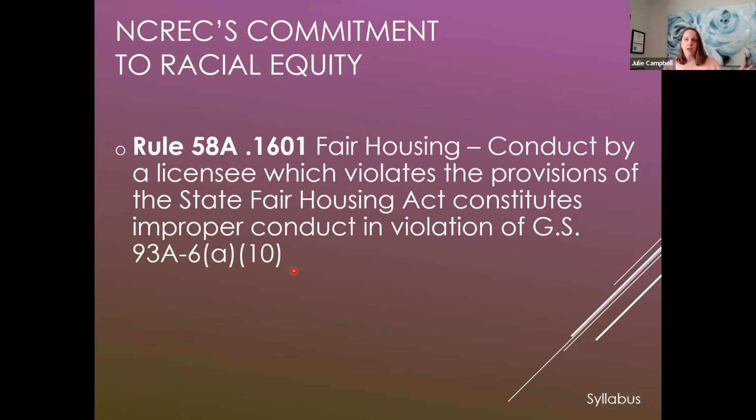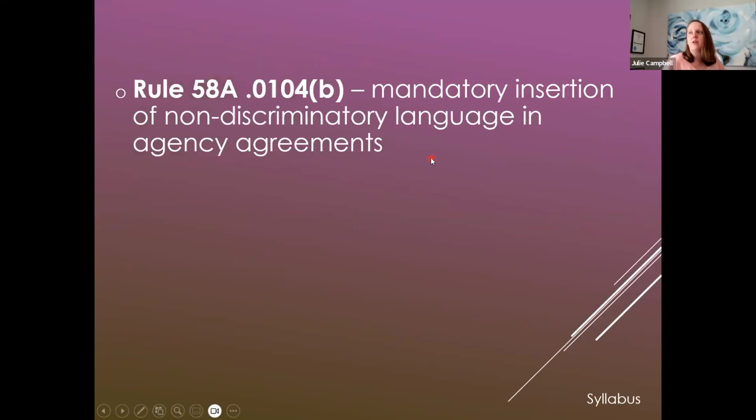This is nothing new, and this has always supported racial equity. The fair housing rule says conduct by a licensee which violates the provisions of state fair housing could serve not only as a violation of this general statute, but is also a violation of 58A. We also know federal fair housing. We are going to touch on fair housing in this class in just a bit, not today, but tomorrow.